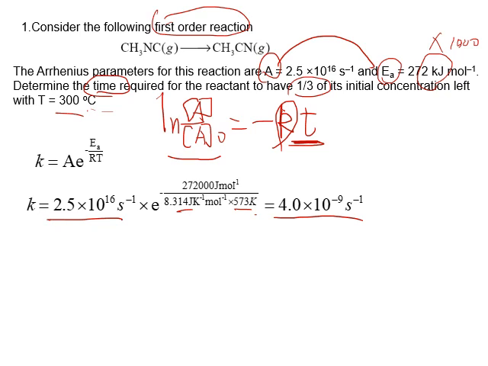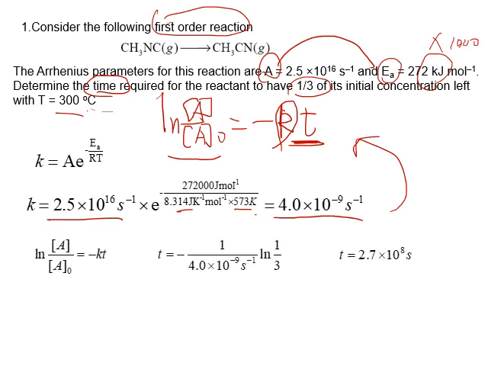And then go back to the integral rate law. You can calculate the time. So 1/3, which is negative ln 3. Okay, so the time can be calculated.